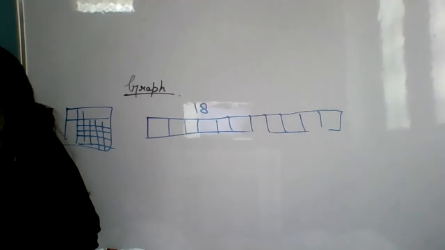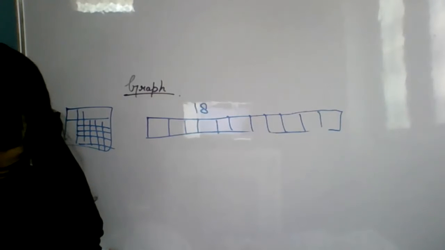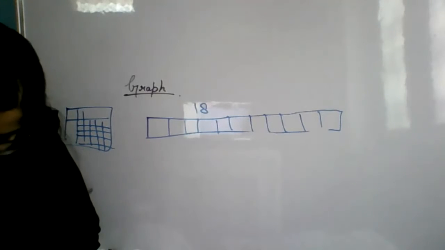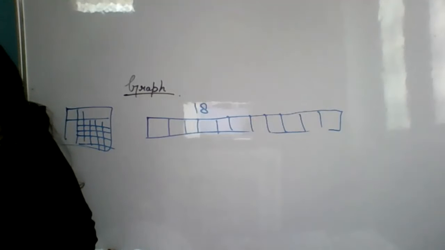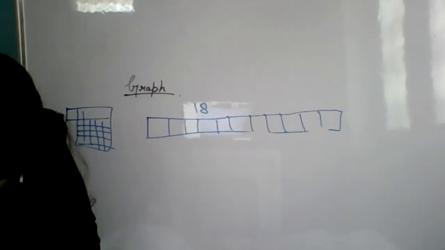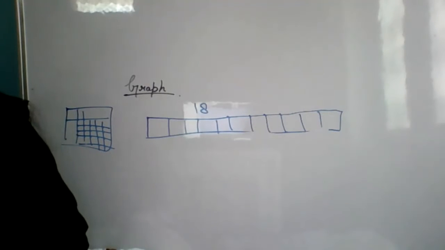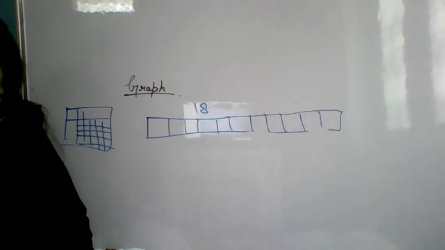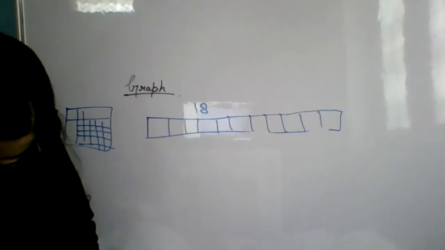Ma'am, I have drawn. Just wait a minute, beta. Let me show others also. They are getting confused. Okay, ma'am. Like this maths page. In a maths page, if you are taking it, then no need to make boxes. It will be already drawn. Okay, ma'am.